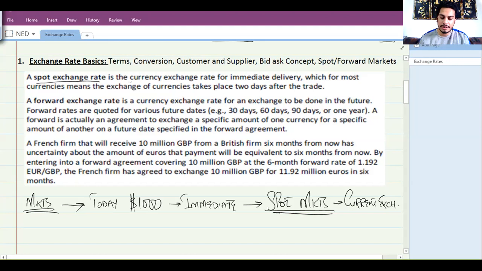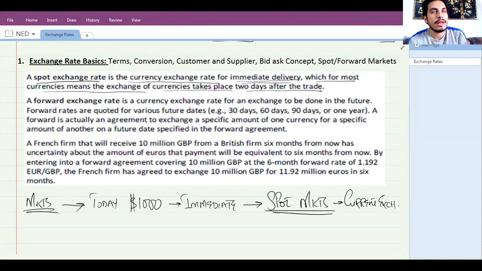A spot exchange rate is a currency exchange rate for immediate delivery, which for most currencies means the exchange of currency takes place 2 days after the trade. So immediate delivery, either 1 day or 2 days after a trade takes place, is the current exchange rate that is moving. Let's suppose you want to make a payment today of US dollars 1,000. You're going to buy the dollars at the spot exchange rate, the current exchange rate that prevails.